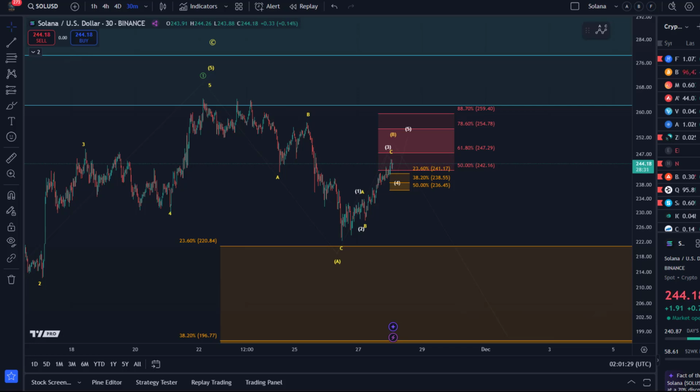In the last video, we took a look at the bigger picture as well as the smaller time frame. In this video, I just want to give you a quick overview of the microstructure because Solana has developed nicely. We've now reached our standard resistance area that I communicated in the last video. And I've actually added a microstructure as well, a micro count.